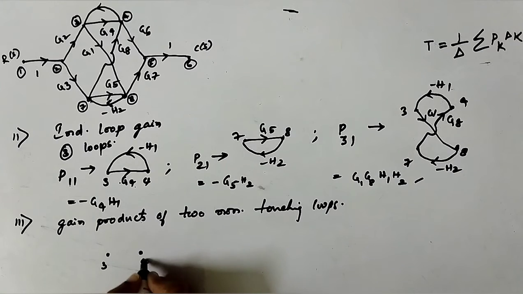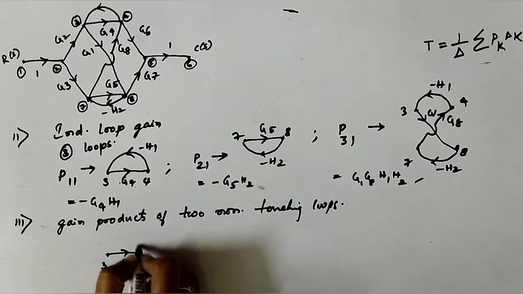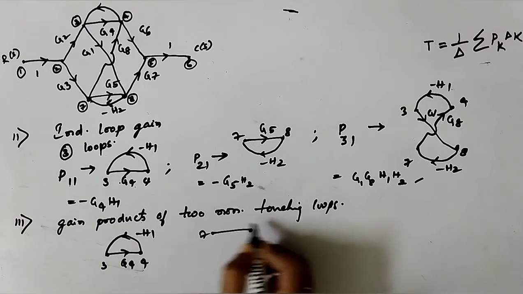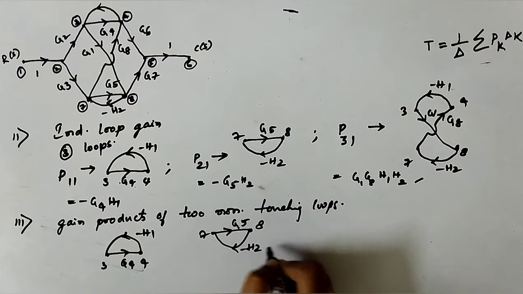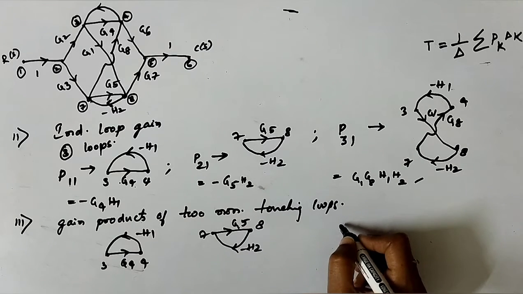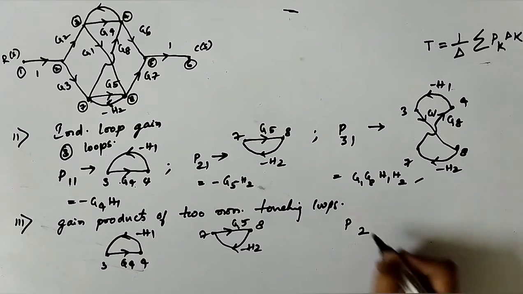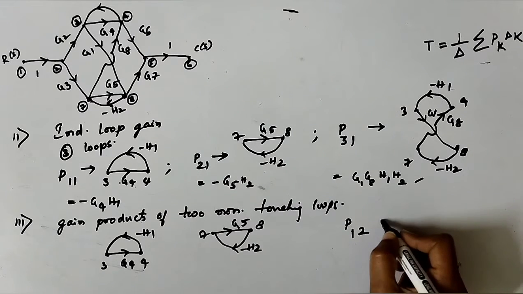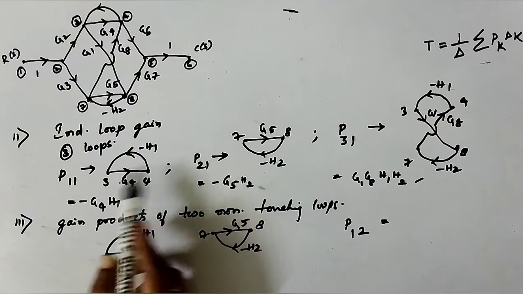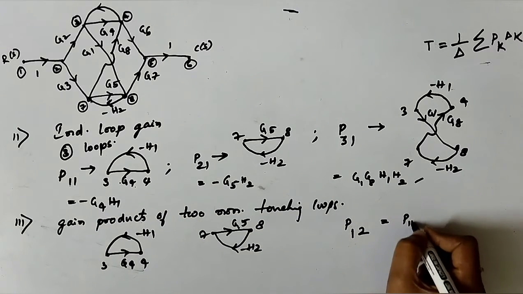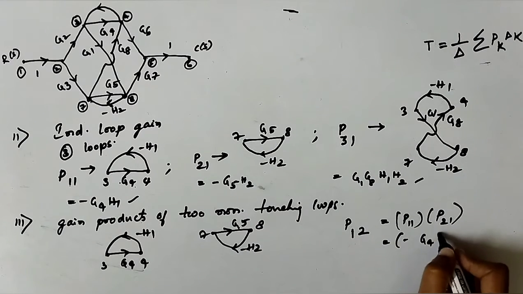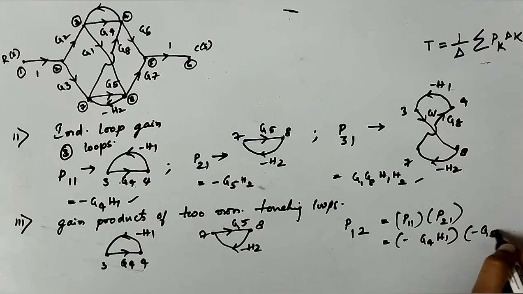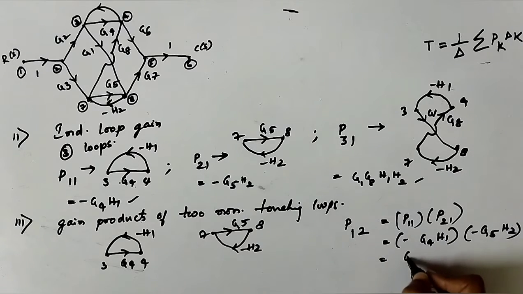That is nothing but 3 to 4, G4 and minus H1, and 7 to 8, this is G5 and minus H2. Gain products of two non-touching loops: you have only one combination here. That is nothing but P11 into P21, which is minus G4 H1 into minus G5 H2. That would be G4 G5 H1 H2.